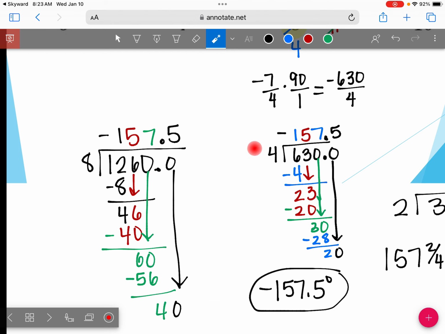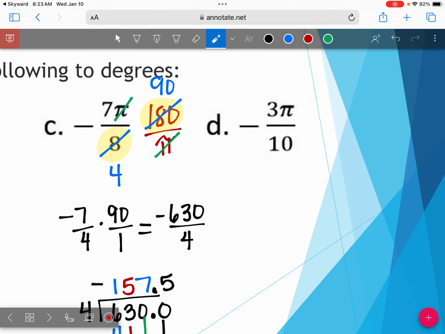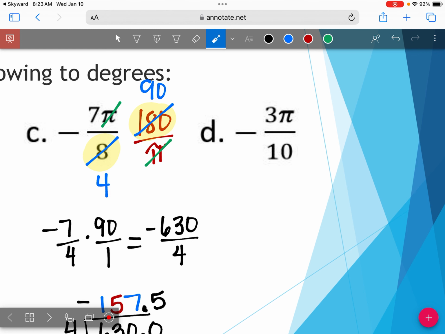But I'm glad that you asked me to do that because you can see we got the exact same answer. So you get the same answer if you don't reduce first or if you do reduce first. All right, we got to kind of stay on track, guys, because we got a lot to cover. So next one, let's multiply this by 180 over pi.